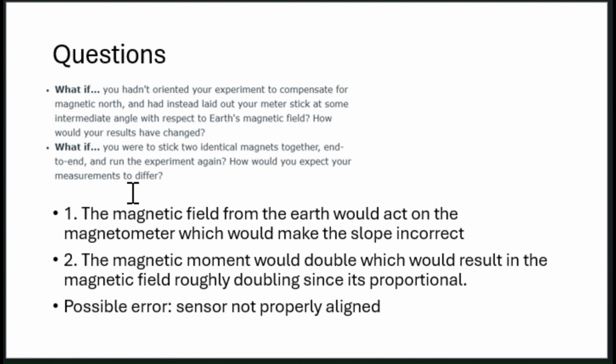And for question 2, if we were to stick two identical magnets together and then run the experiment again, then the magnetic moment would double, which will result in the magnetic field roughly doubling since it's proportional. And the possible error is the sensor not being properly aligned when we're doing our experiment. So yeah.